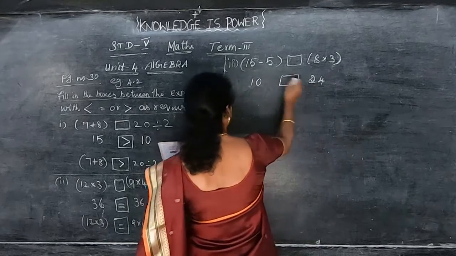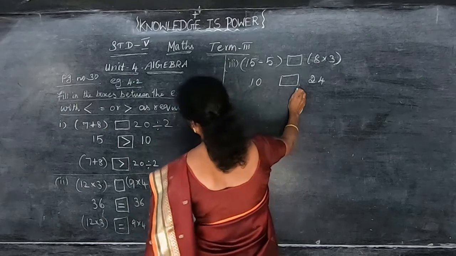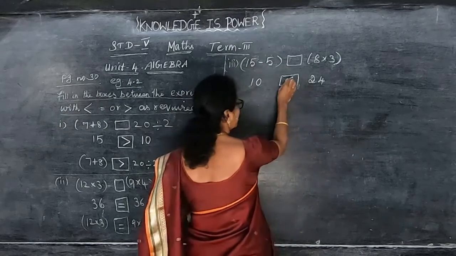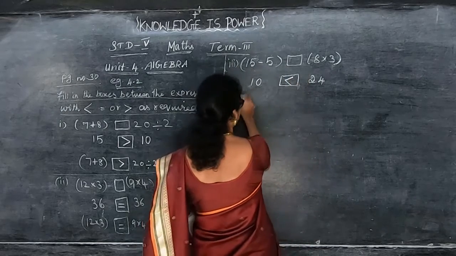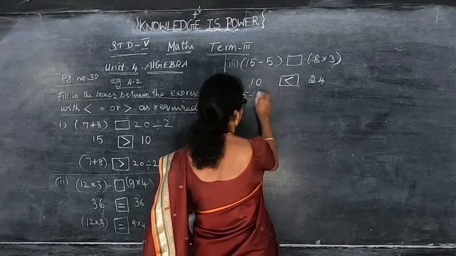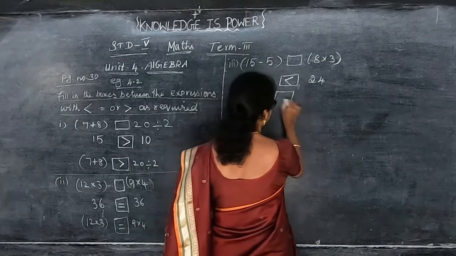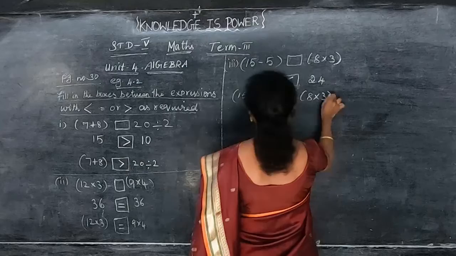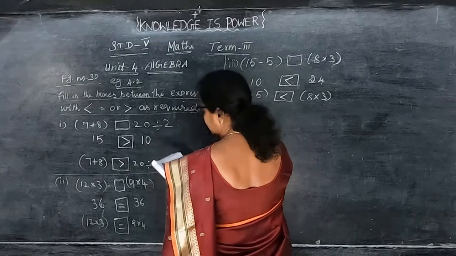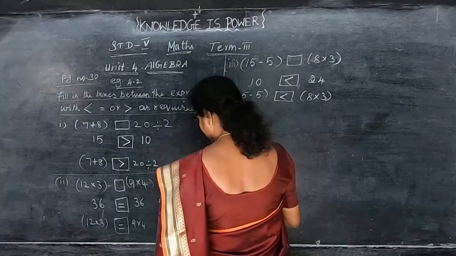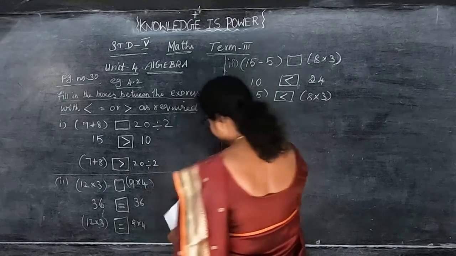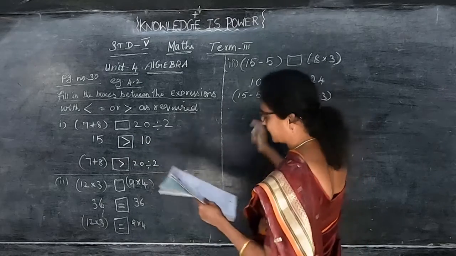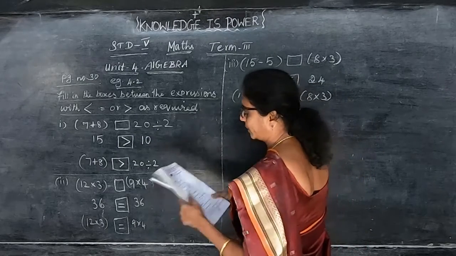So 10 is less than 24. So less than 24 means you have to put the symbol like this. So 15 minus 5, box. This is the less than sign, children, 8 into 3. Then next one. So this is it. Okay children, so these are the example sums for the 4.2.